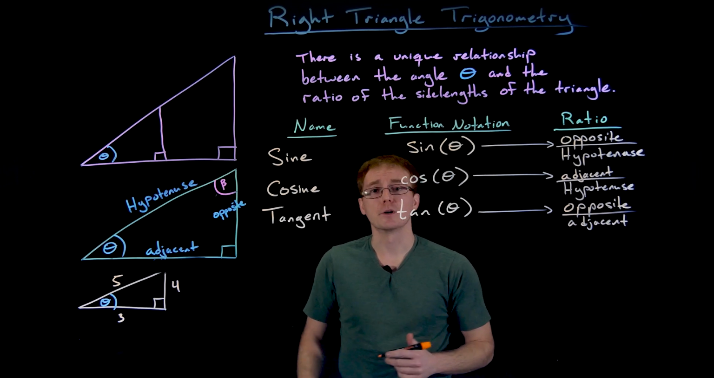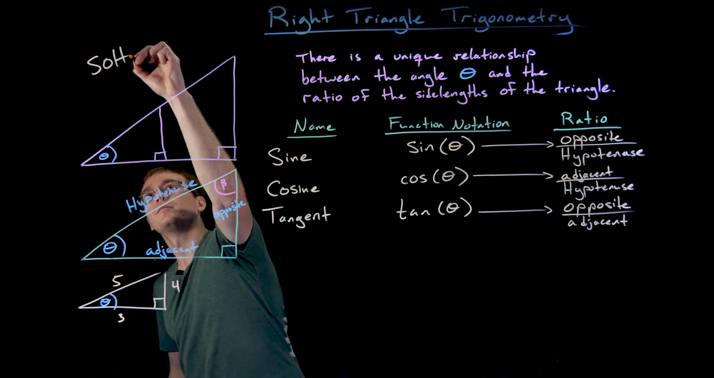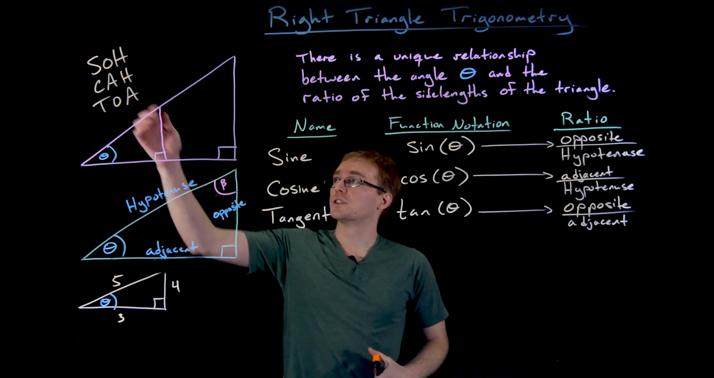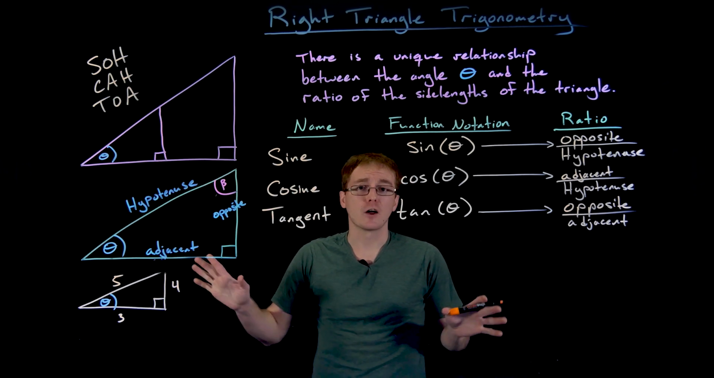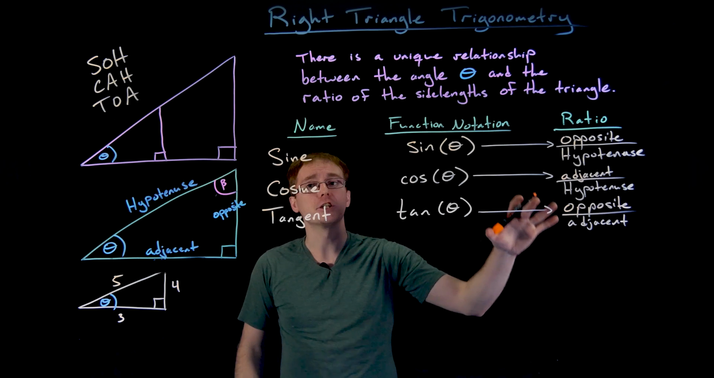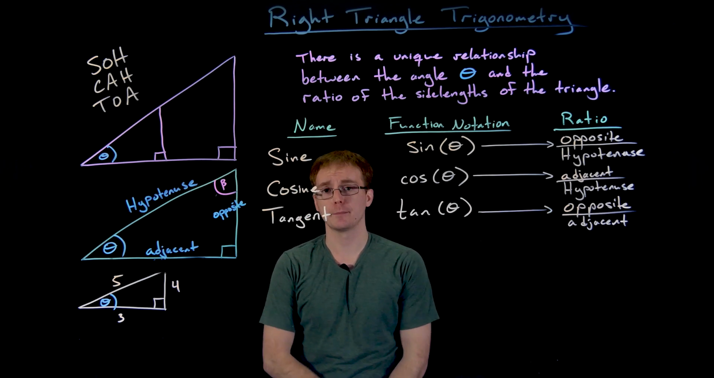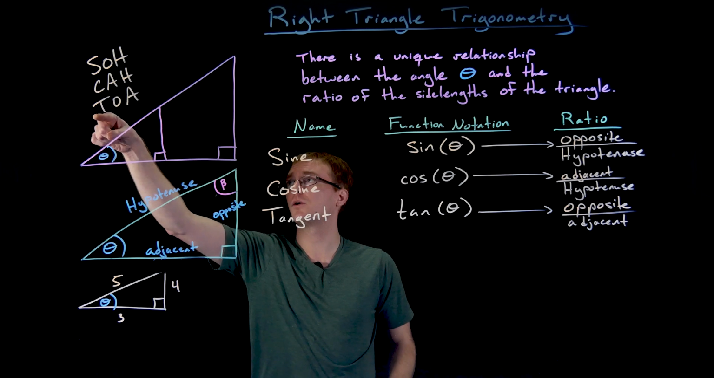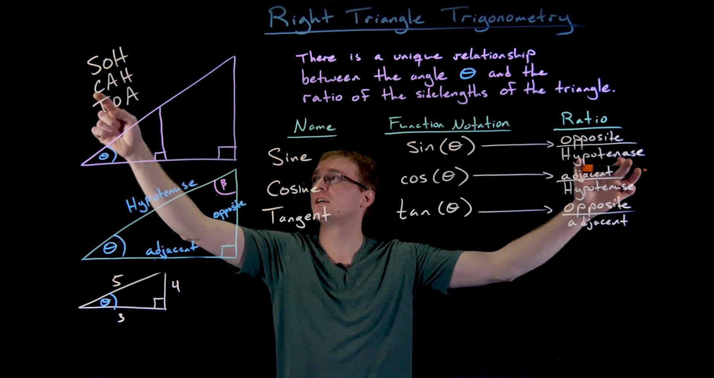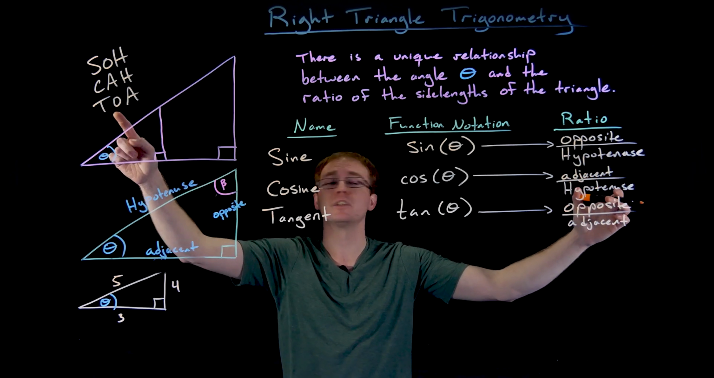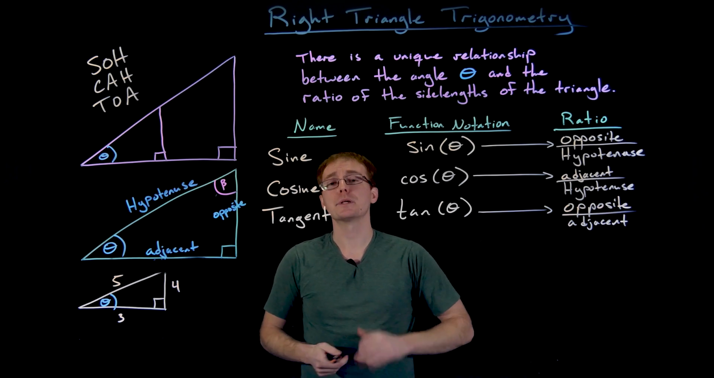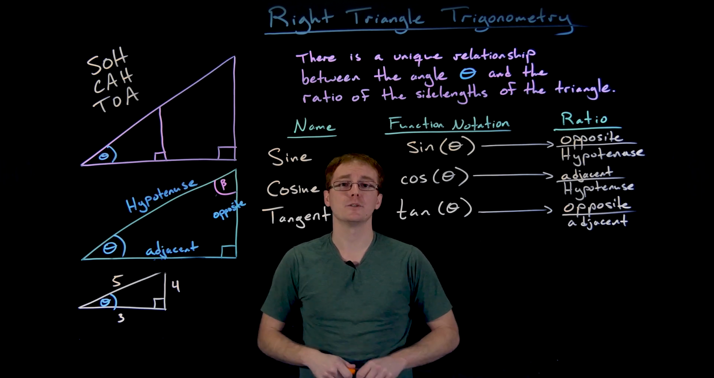Now we've got SOHCAHTOA on the board. Just in case you've never seen that memory device before, because not all of us have seen right triangle trig before, this is a nice little way to quickly remember the definitions of these 3 most important trigonometric functions. SOHCAHTOA is for sine, cosine, and tangent. Sine is opposite over hypotenuse, cosine is adjacent over hypotenuse, and tangent is opposite over adjacent. So these are the 3 most important trig functions, the ones that show up and get used most often.